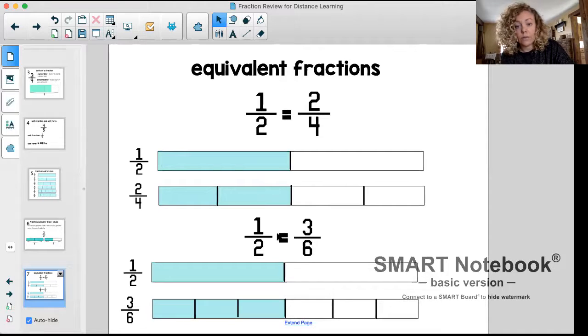We're also going to look at 1/2 and 3/6. Those are also equivalent fractions. So here you see 1/2 of the tape diagram shaded, and 3/6 of the same size tape diagram shaded. They are the same size, they are equivalent fractions.